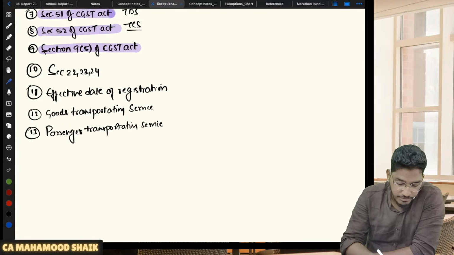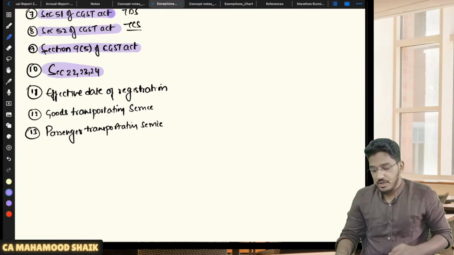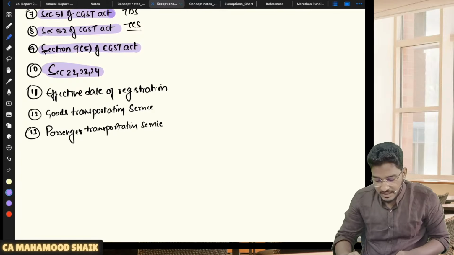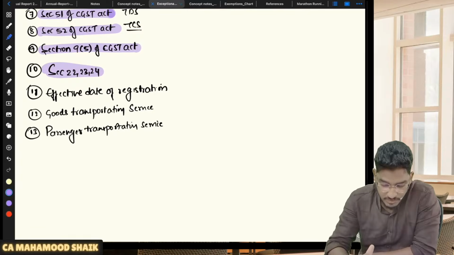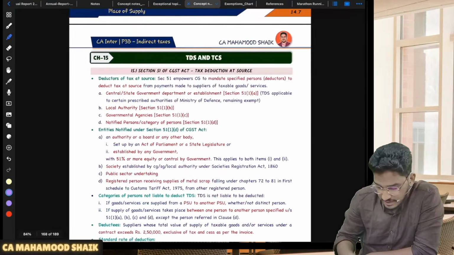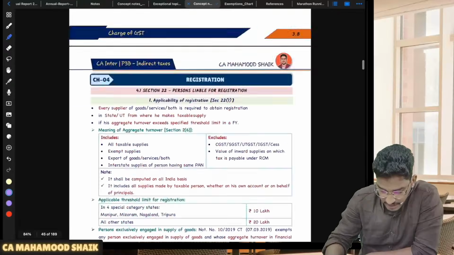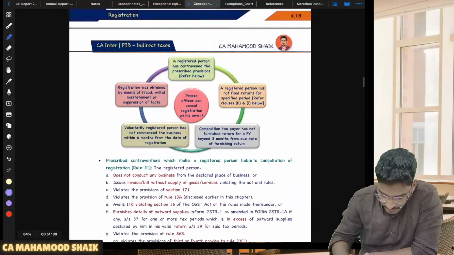Now I want to take a few sections from the registration chapter. I know the registration chapter is very huge, but in it there are a few sections I want to talk about. Sections 22, 23 and 24, these 3 sections I want to talk about. Basically, the person who is liable for registration and not liable for registration, that I wanted to discuss.